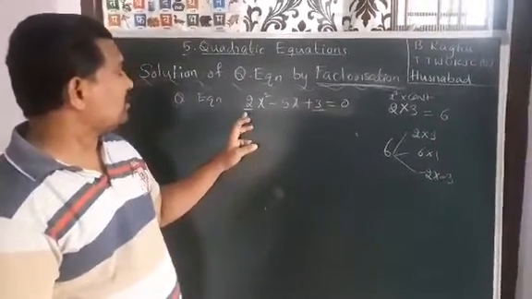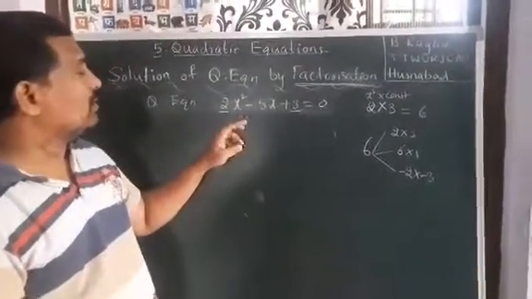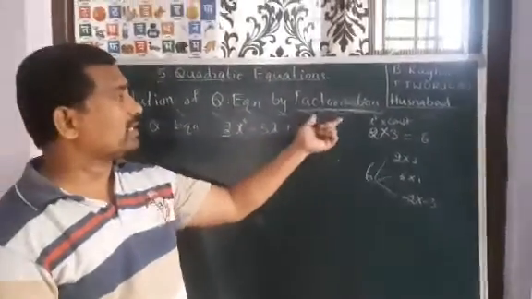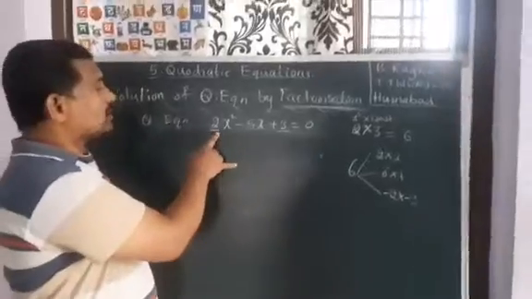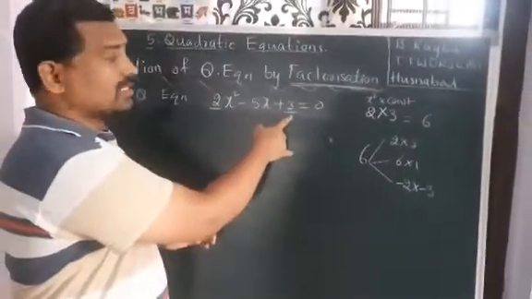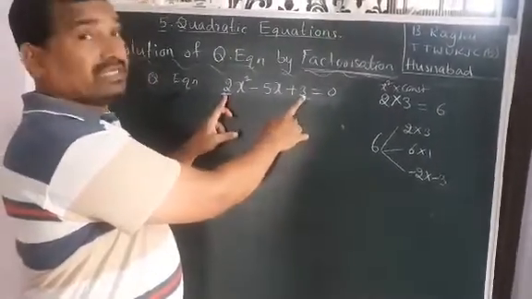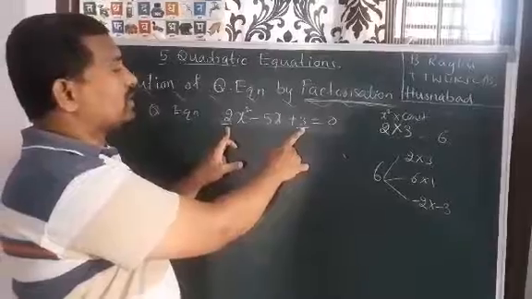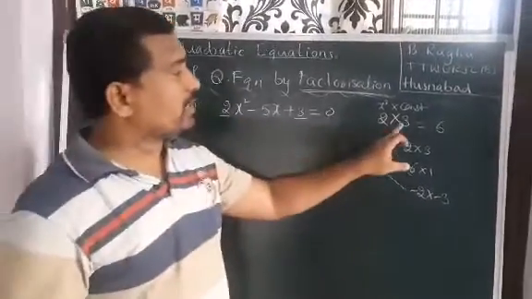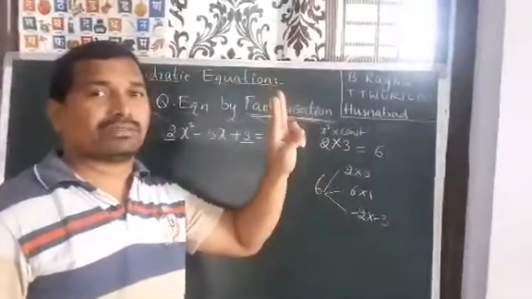Let us see the solutions of this quadratic equation by factorization method. When using the factorization method, you have to take the x square coefficient. What is the x square coefficient? 2. What is the constant? 3. So take the x square coefficient and the constant and multiply these two. 2 into 3 is 6. Select two factors of 6.